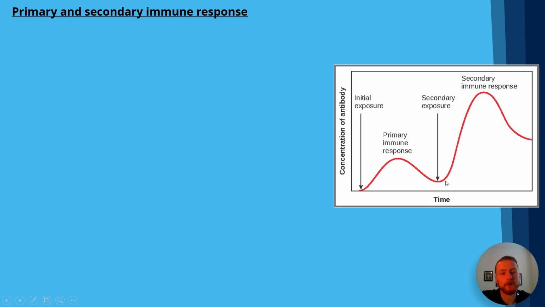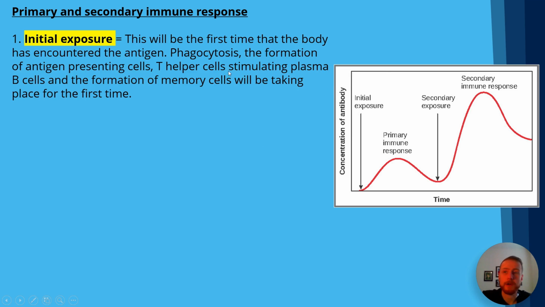we have a secondary exposure, but notice how it never returns to zero, and that's because of the presence of memory cells. Now, during the secondary immune response, the memory cells will divide rapidly, and the antibody concentration, which we can see, will increase dramatically at a much faster or steeper rate, and it will reach a higher peak concentration of antibodies. So, number one, initial exposure.